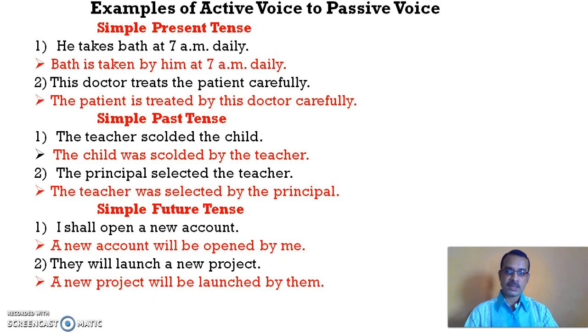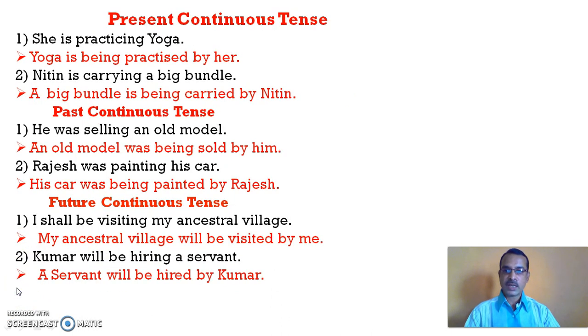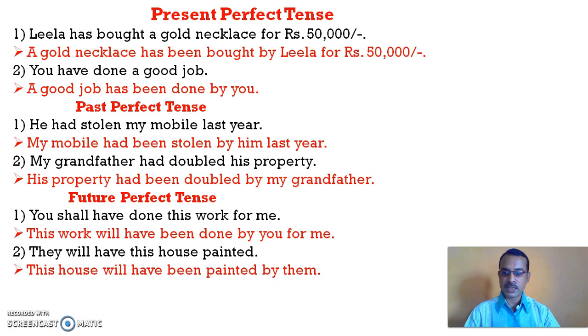Try to understand the difference between active and passive voice. When the subject or the doer of the action is important, that sentence is written in active voice, and when the action or the object is important, that sentence is written in passive voice. So this is the basic difference between active and passive voice. These are some more examples of present continuous tense and present perfect tense, and after going through these examples, you can easily solve questions regarding active and passive voice.